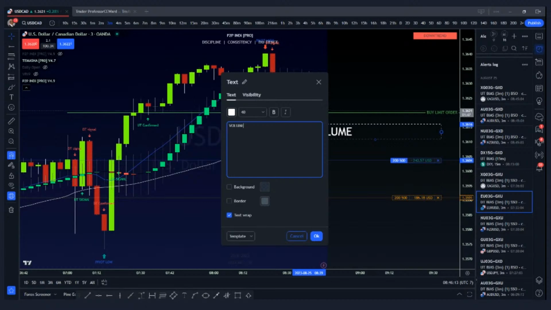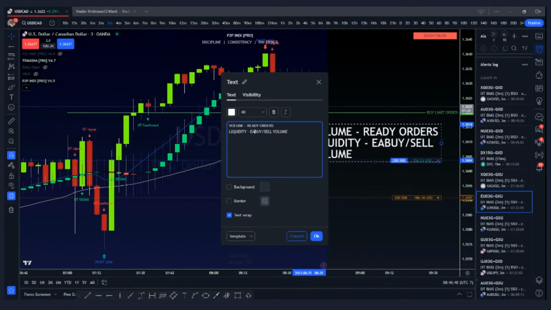So there's volume. And just think of volume as orders that are ready to go. And then liquidity. This is just you're easily buying and selling all of that volume.